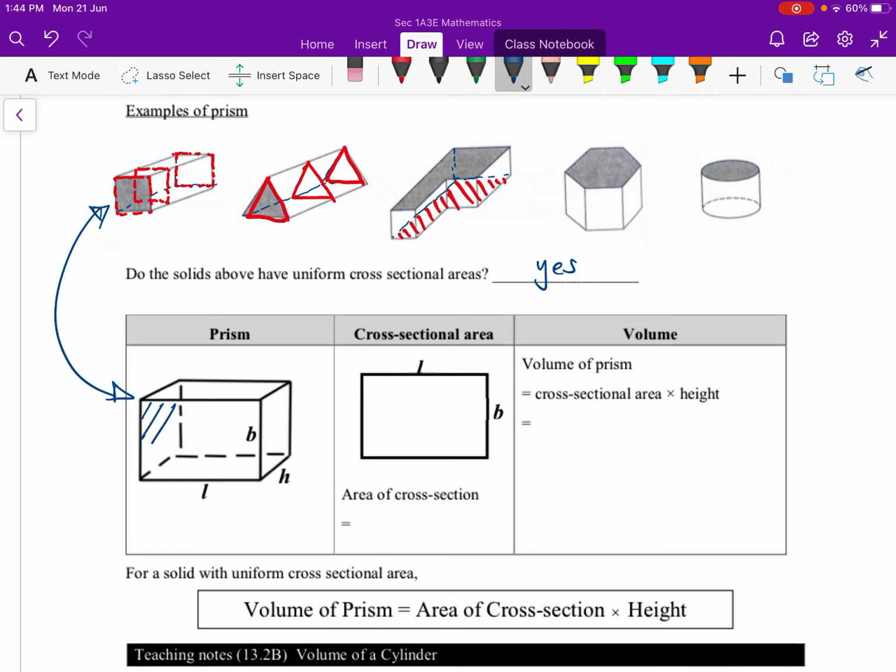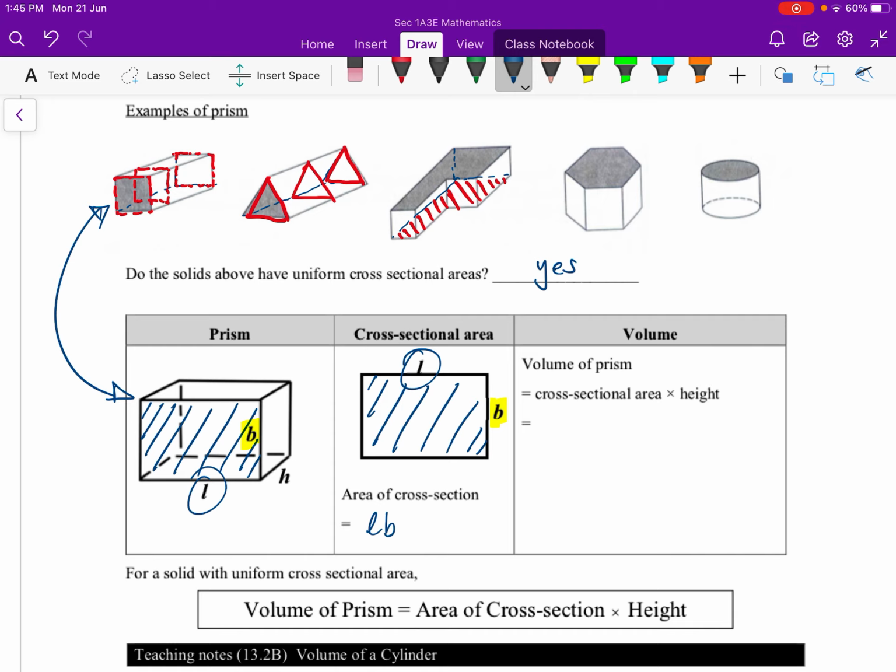I'm now going to shade this uniform cross-sectional area. It has horizontal length denoted by L. It has a vertical length denoted by the letter B. The area of this cross-section is simply given by L times B.